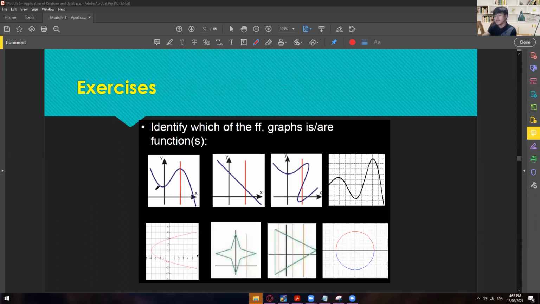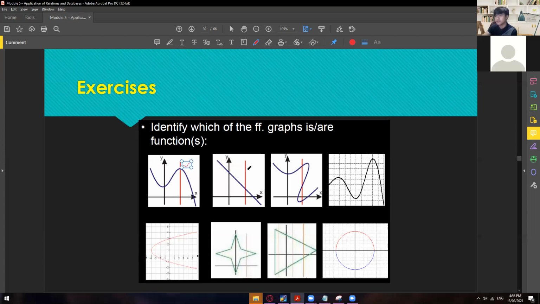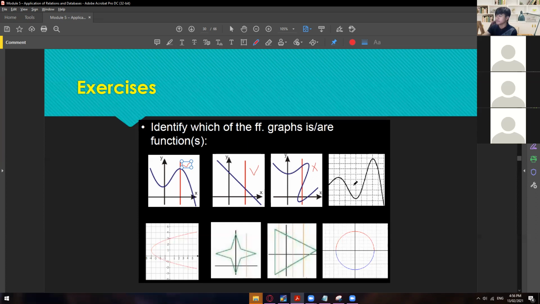Right, so we have a short exercise here. Identify which of the following graphs is or are functions. So is this a valid function? Yes, sir. Right, so yes. How about the second one? No, sir. So this one is no, since it hits more than one point for your domain. How about this one?